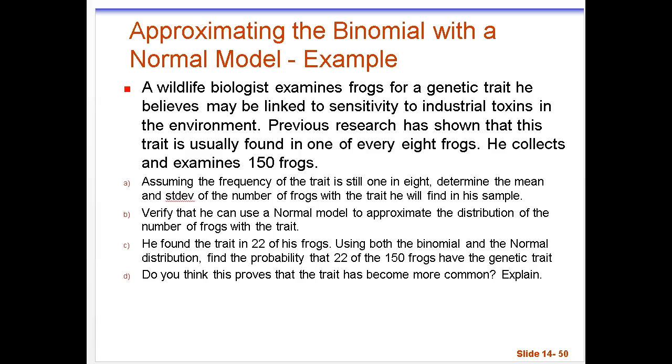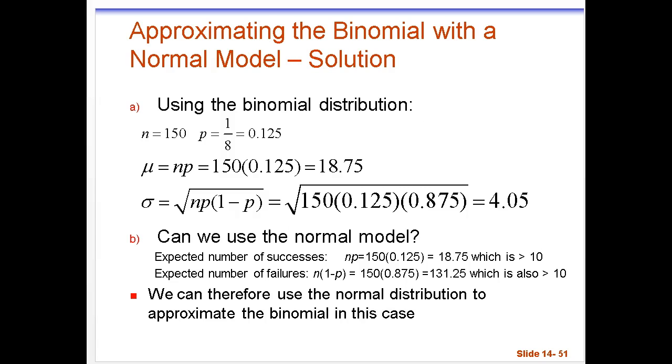And let's look at part A of the question. It says here, assuming the frequency of the trait is still the same, 1 in 8, determine the mean and standard deviation of the number of frogs. So those formulas are listed a few slides back, and I'll show you the answer on the next slide in a minute. And in part B of the question, we're asked to verify that you could use the normal model to approximate the distribution instead of having to use the binomial. So let's go to the next slide where I've got this worked out.